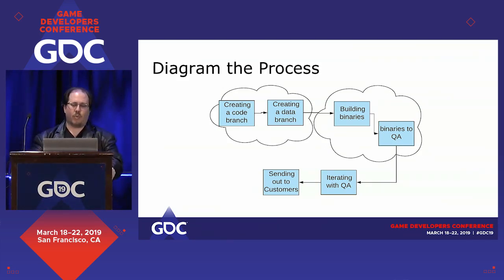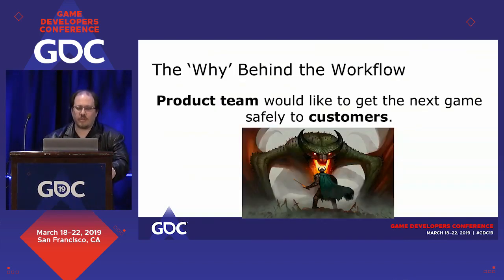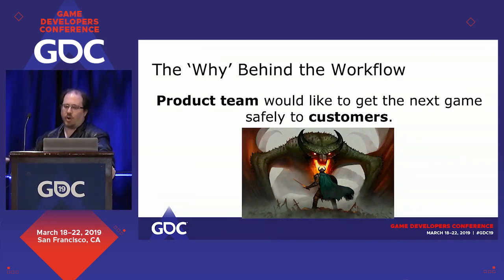Looking over it as a whole, it's important to also figure out what's the big why that this process is going on? Why do we have all these steps going there? Well, for this one, the product team would like to get their next game safely to customers. It's a high-level why, but when we're digging into the individual steps, we can see whether those steps are really in support of this why or not. And that can help us get a better idea of what we're going to be reducing out.